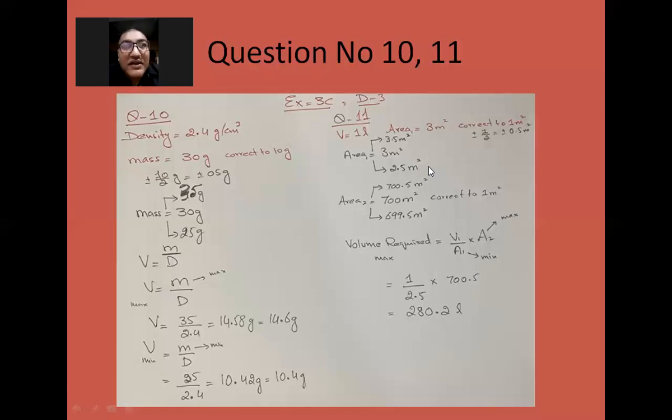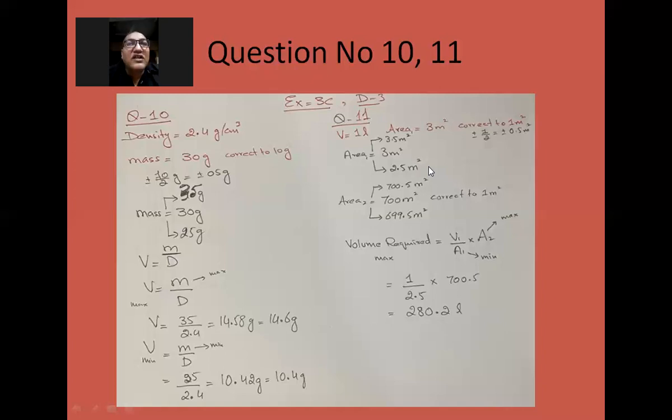Now the volume of the paint required will be equal to volume 1 divided by area 1. Volume 1 divided by area 1 is basically liters per meter square, meaning the paint required to paint 1 meter square. V1 divided by A1 multiplied by A2. So this is how you find the volume of the paint required to paint the area 2. V1 divided by area 1 multiplied by area 2.